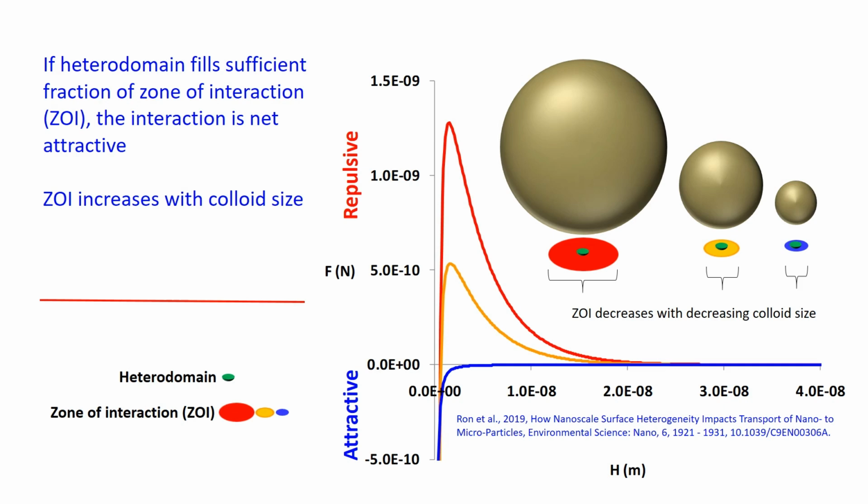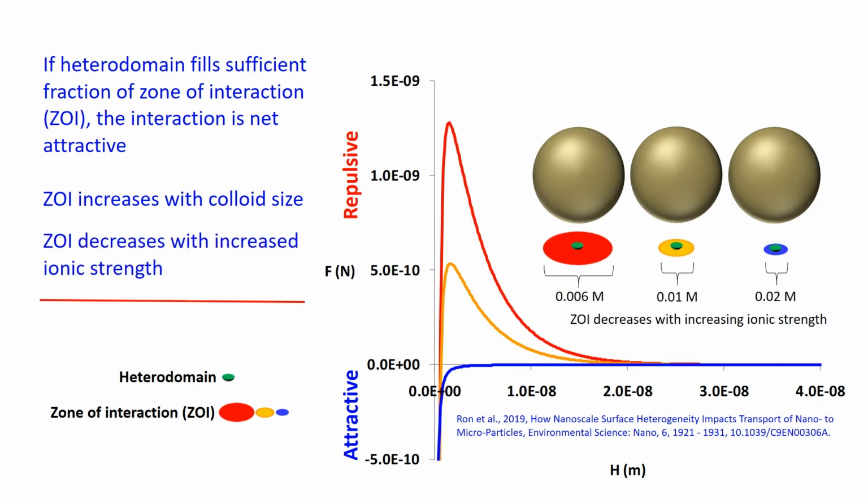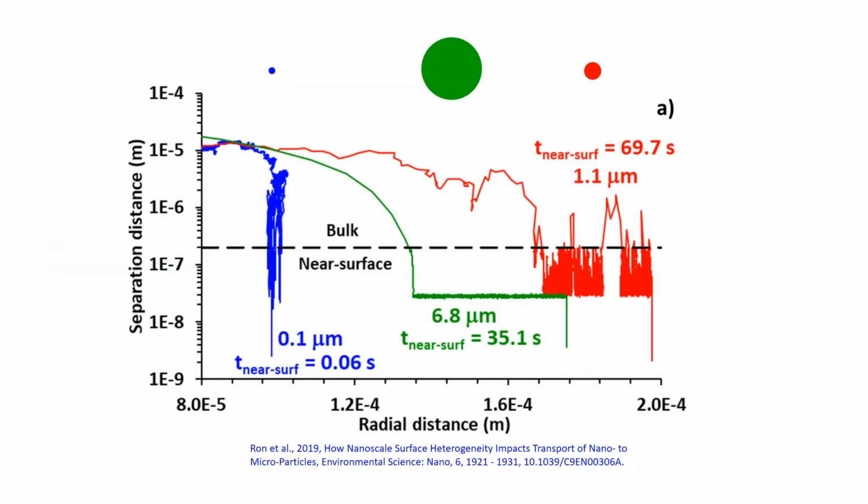And what you see is that it occupies only a small fraction of the ZOI of the large colloid, but occupies a large fraction of the ZOI of the small colloid. And so the net interaction is repulsive for larger colloids and attractive for smaller colloids. Likewise, it depends on the ionic strength of the solution. So for a given size colloid, the zone of interaction is larger at low ionic strength and smaller at high ionic strength. And so that leads to a net repulsive interaction at low ionic strength and an attractive interaction at high ionic strength for a given size colloid.